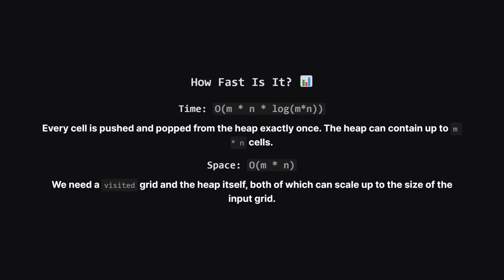For space, we need extra memory for our visited grid, and for the heap itself, both of which in the worst case can store information for all m by n cells. This gives us a space complexity of order of m times n.